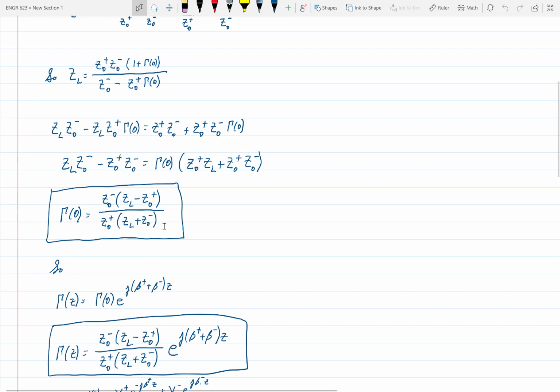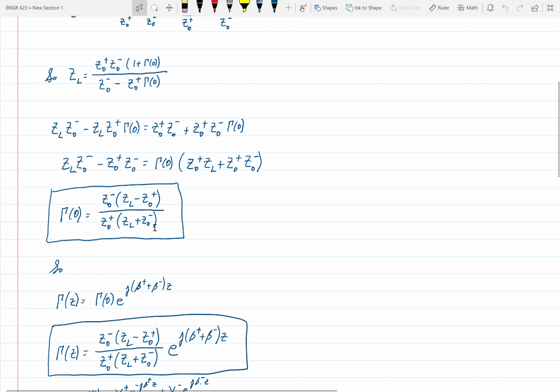This is very familiar looking. It looks similar to our usual reflection coefficient at the load, but there are differences. Remember, the traditional formula for the reflection coefficient at the load would be ZL minus Z0 over ZL plus Z0. But now that we have different Z0s, this will become ZL minus Z0 plus divided by Z0 plus times ZL plus Z0 minus. And of course, you can see that if Z0 minus were equal to Z0 plus, then this would reduce to the usual formula.